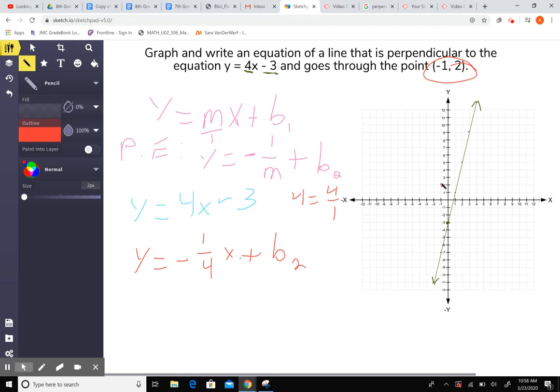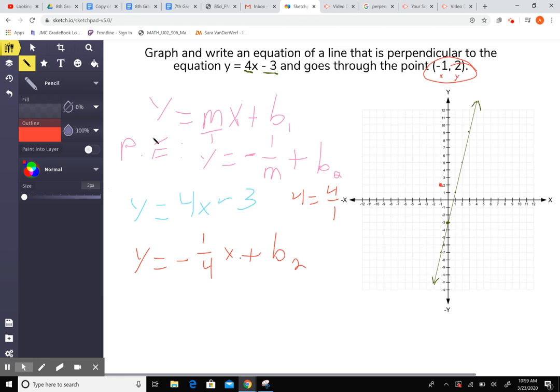If I picture it, my answer when I find my y-intercept should be roughly somewhere through here, because my line is going to be perpendicular to it, so it's going to look sort of like that. So it should probably be somewhere between 1 and 2 when I get my final answer. But I can just take the coordinates of this point and plug them into my new equation. Remember, negative 1 is the x coordinate and 2 is the y coordinate.